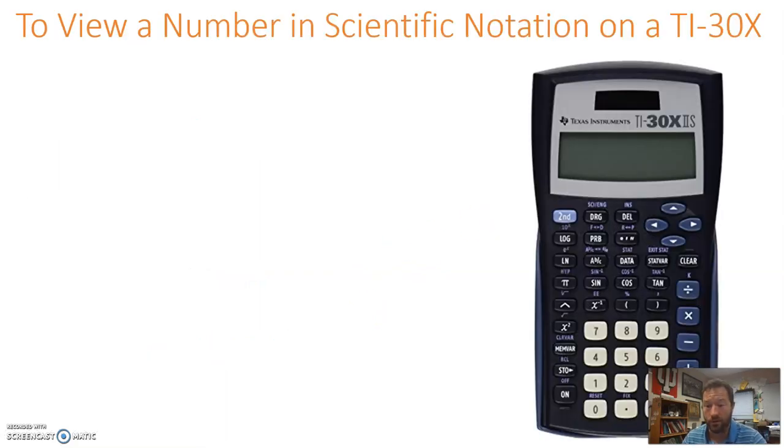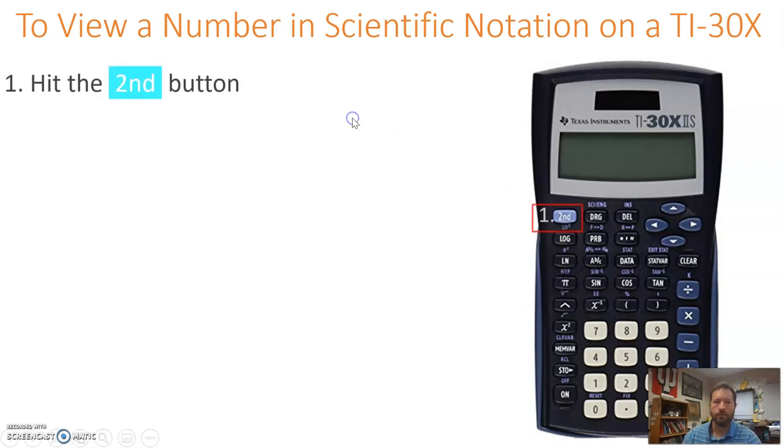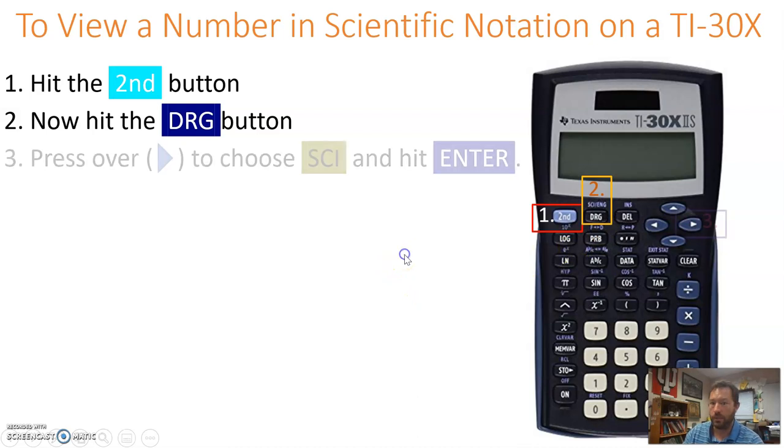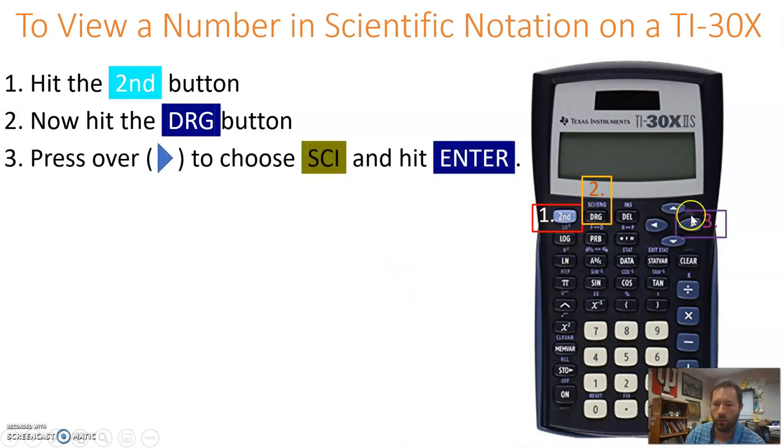Working with your calculator is going to be a very important skill this year. I highly recommend that you have this TI-30X. Here is the best way to use scientific notation with the calculator. Hit that second button, up here in the top left, followed by the button directly next to it, DRG. You'll then be presented with three options. You'll want to use the arrow button to come over to SCI, and then hit enter down here at the bottom.